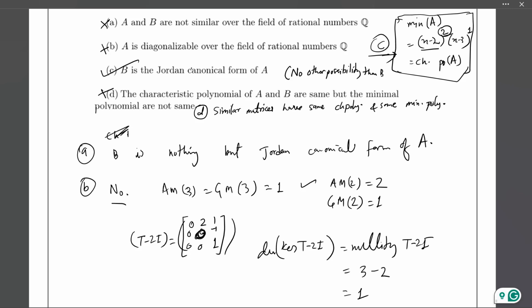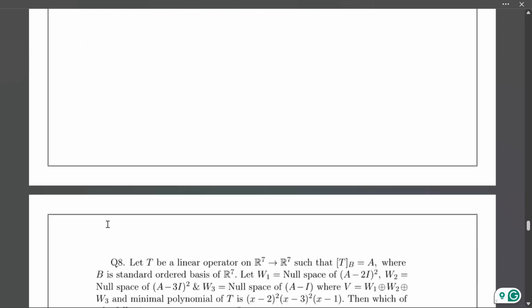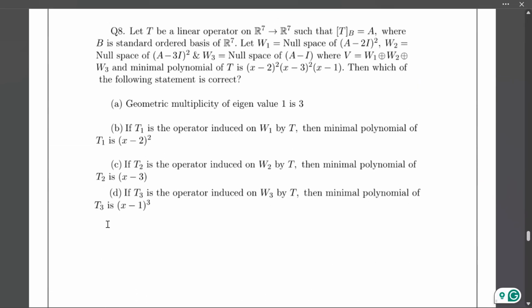And so let's see the next question. We are very slow today, I think.